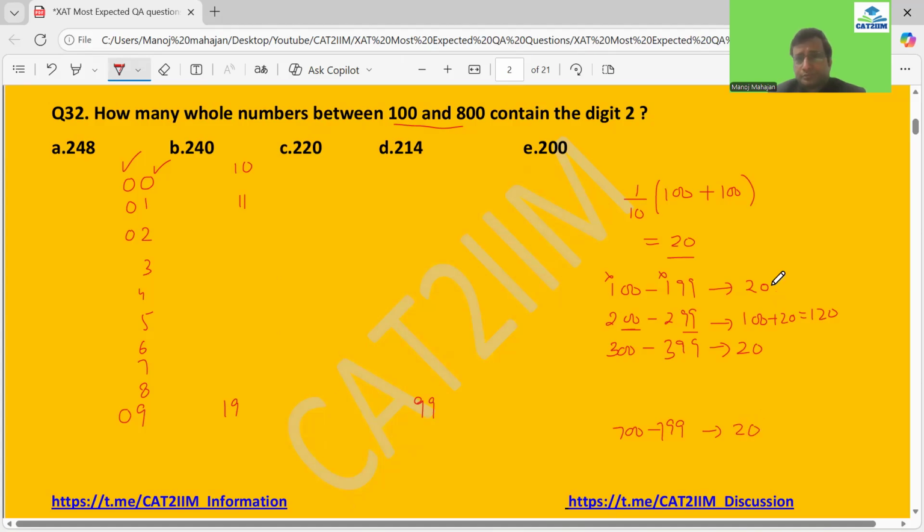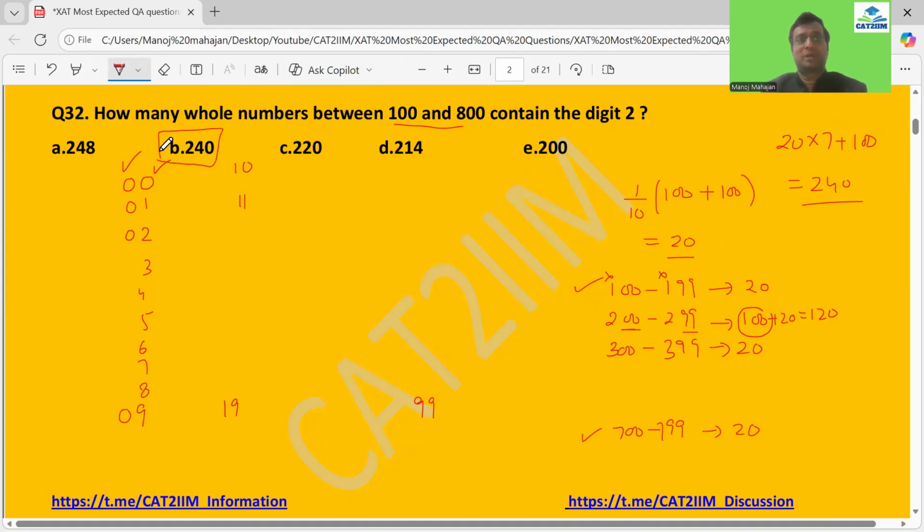So if you look, how many blocks did we have? 1 to 7. If I'm looking over here, 7 blocks. So 20 for sure when I count at the tens and the units place. So 20 into 7 gives me 140. And 100 more we are going to have because my 2 has been used at the 100 place also. So this would have been the answer if the question had been that, and this is there in the choices also. A lot of students are going to mark this.